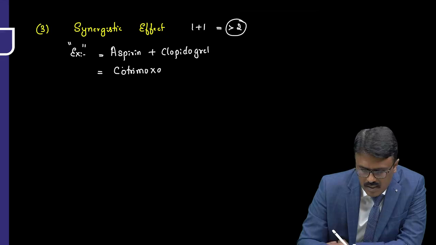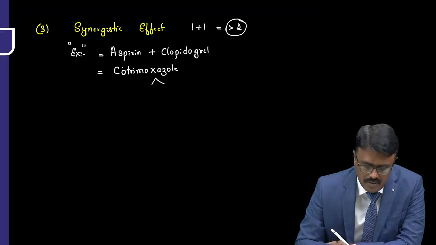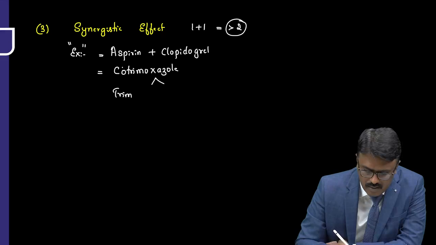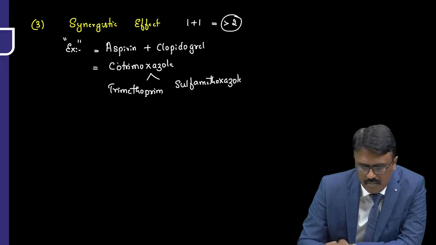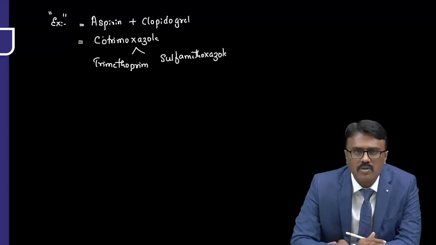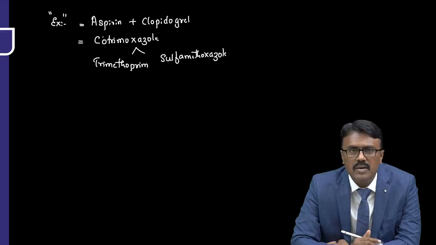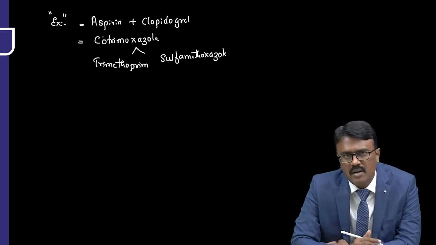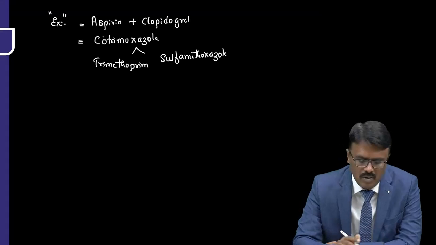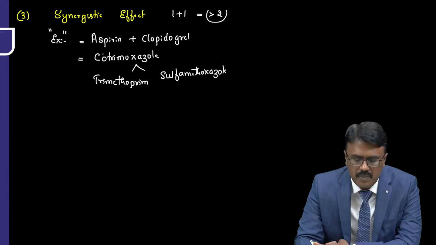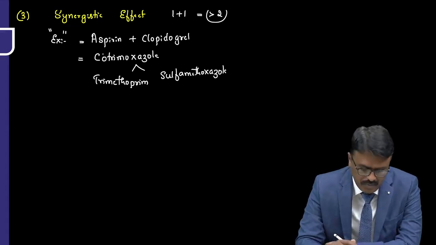Another example is cotrimoxazole. Cotrimoxazole is made up of two important antimicrobials. One is trimethoprim and one more is sulfamethoxazole. Trimethoprim is static, sulfamethoxazole is static. When we combine them together, they become cidal and the effect increases. They also produce something called sequential blockade. We'll understand that in antimicrobials. So remember the examples: aspirin plus clopidogrel and cotrimoxazole.